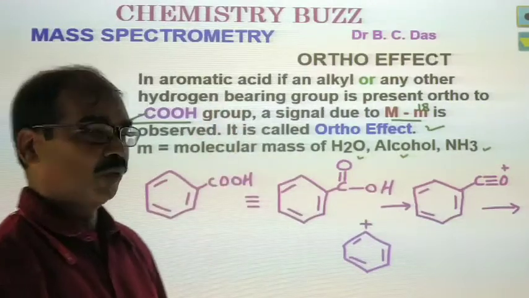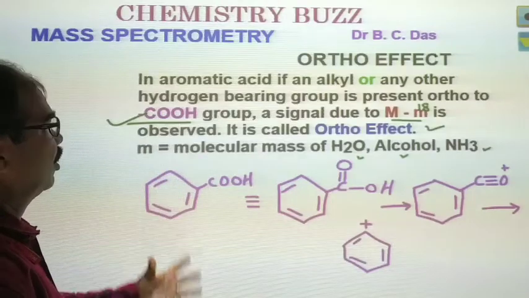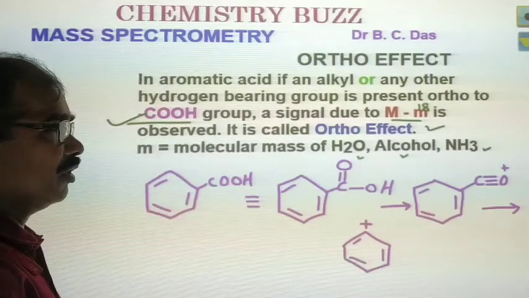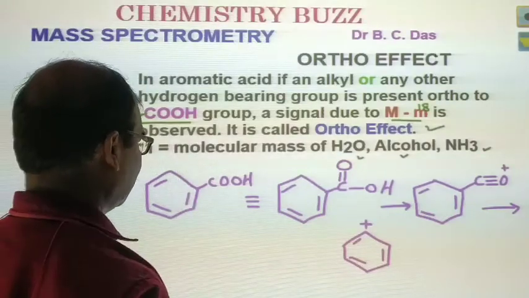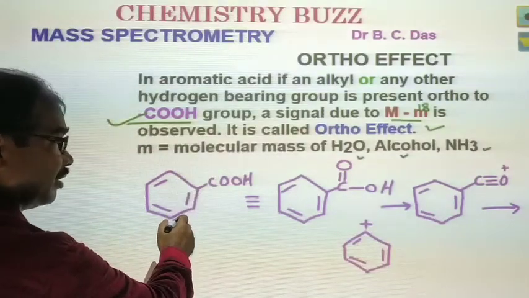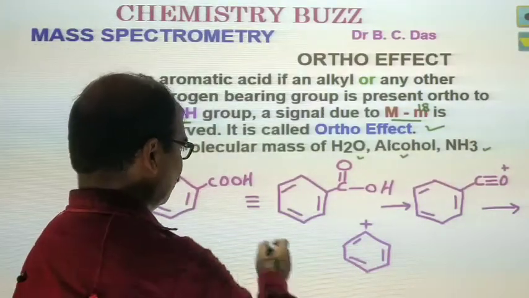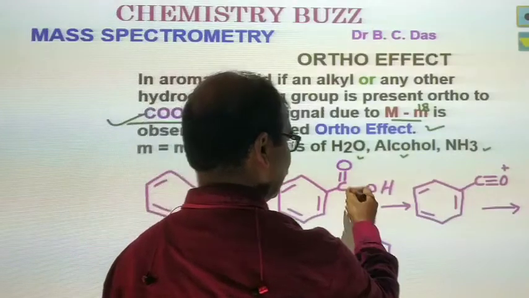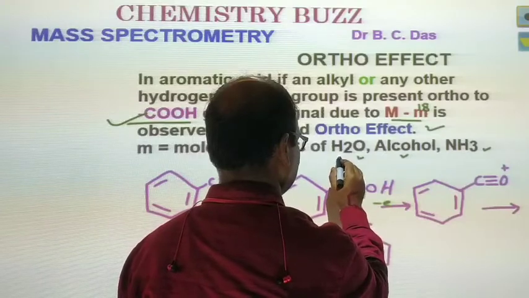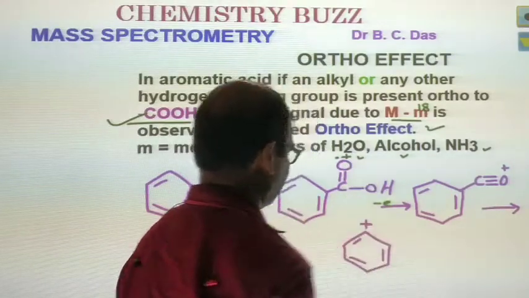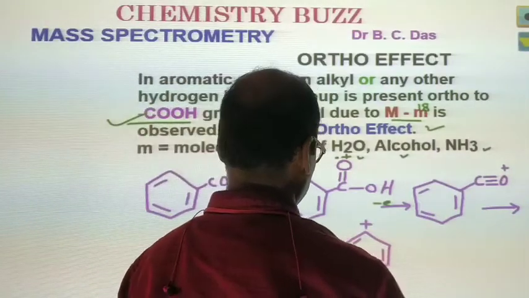So before going to the ortho effect, let us see the fragmentation pattern of the aromatic acid. The simplest example is benzoic acid, which can be written in this form. When this is ionized, we will get a dot and a plus on this oxygen atom. So then what happens?